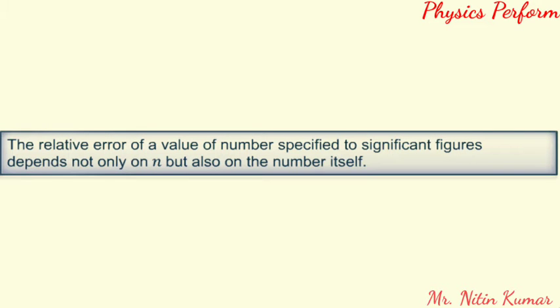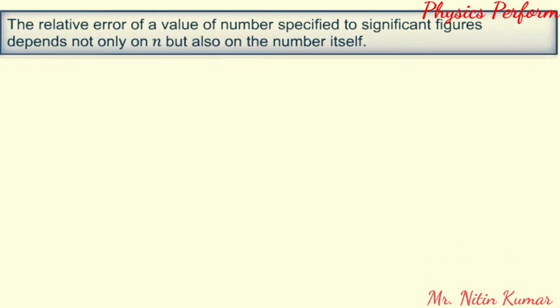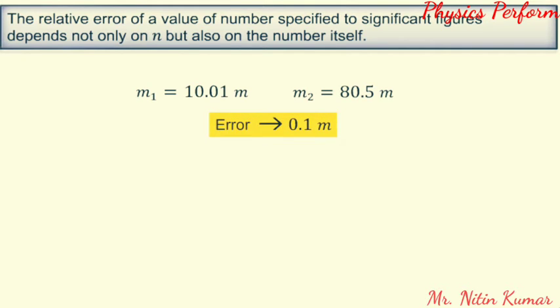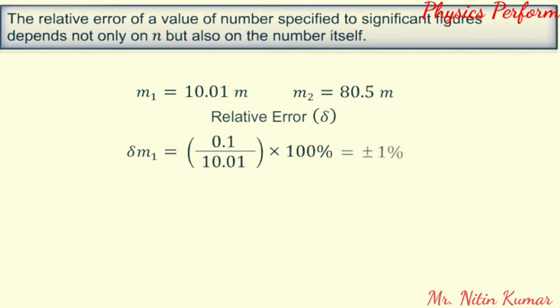Rule number 2 says that the relative error of a value of a number specified to significant figures depends not only on n but also on the number itself. If there are two quantities, say 10.01 meters and 80.5 meters, both carrying an error of 0.1 meter, then the relative error in 10.01 meters is plus or minus 1%, while the same for 80.5 meters is 0.12%.